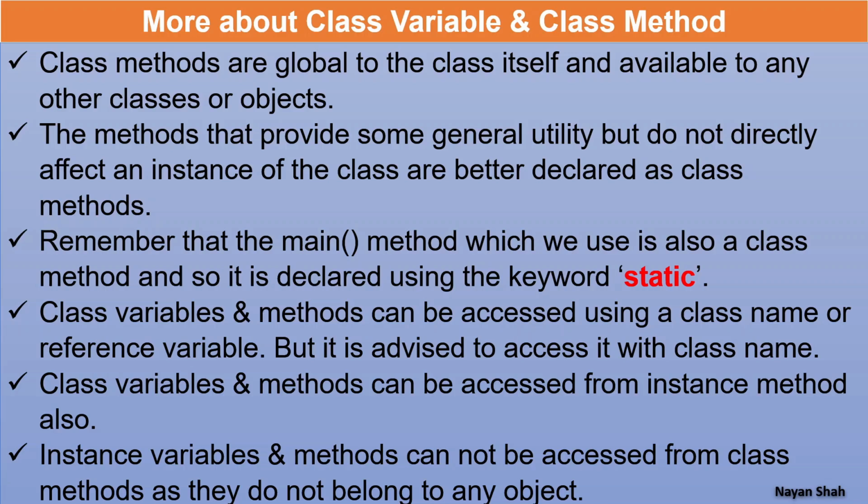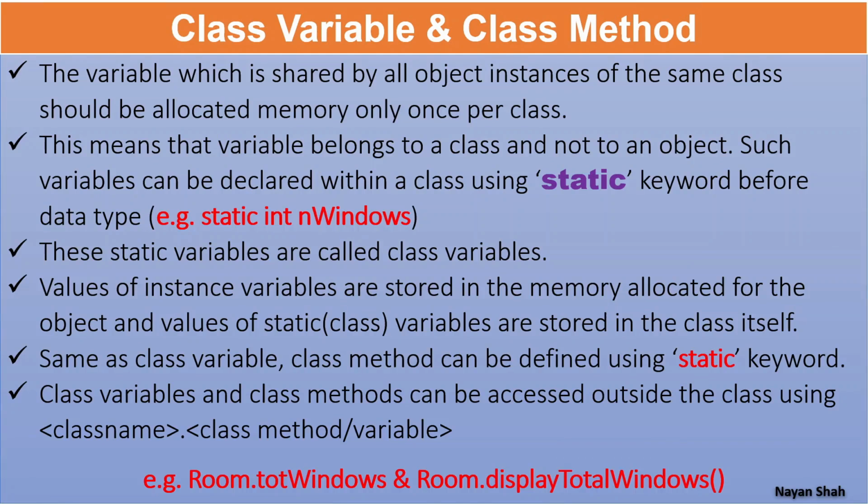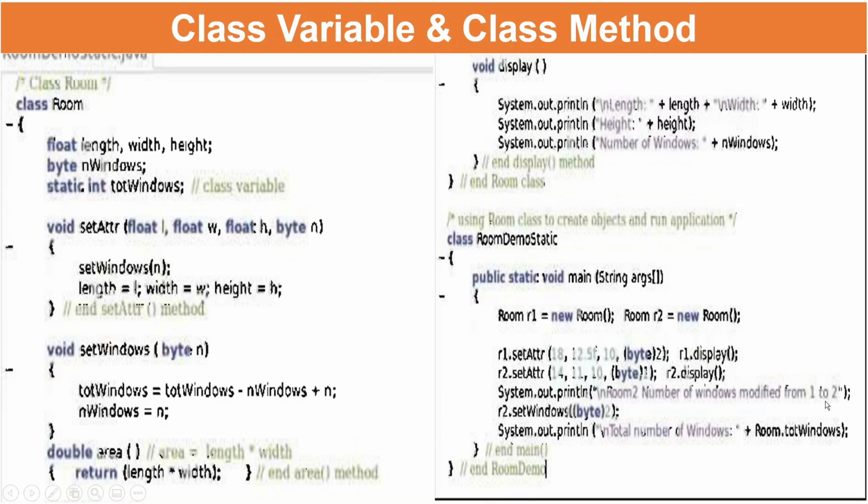But rather it has a global effect on the entire class, should be declared as a class method. Remember that the main method which we use in every program, which is compulsory to write in every program, is also a class method, and so it is declared using the static word. As you can see here, the main method, public static void main, so it is a static method, so it's a class method.